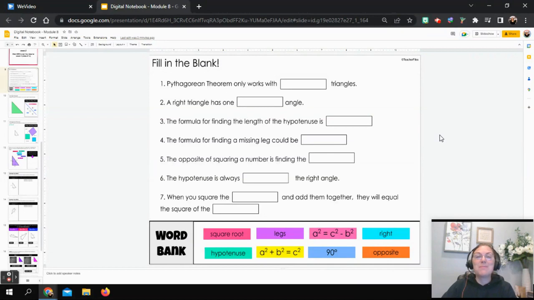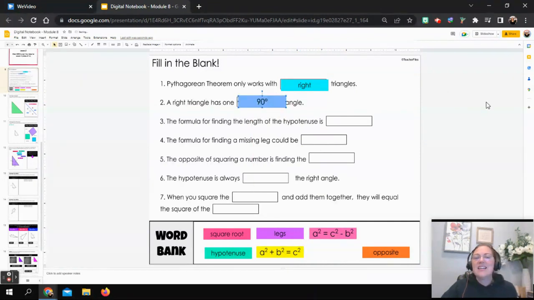Okay, so number 1, Pythagorean theorems only work with right triangles. So hopefully you dragged that one into the right spot. A right triangle has one right angle. That is correct. Only one right angle. And a right angle is 90 degrees. So we'll put that in for number 2.